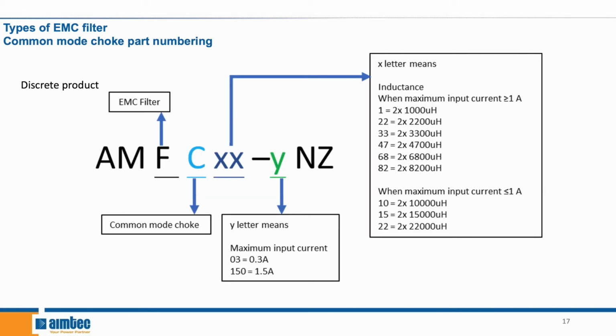Now we will be moving on to common mode chokes. So again, it starts with AMF as all the Aimtec EMC filter part numbers. Next, we have the C representing that it is a common mode choke. The next two letters measure inductance as shown in the table on the right. After the dash, the Y stands for the maximum input current. So if it is 0.3 amps, we're going to have 0.3, and if it's 1.5 amps, we'll have 150. And then the last two letters refer to the factory code.